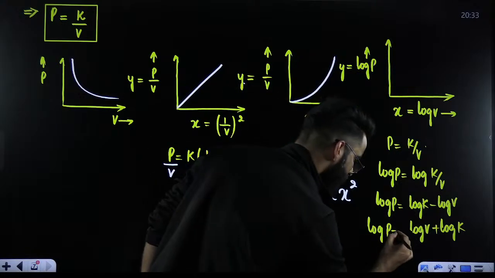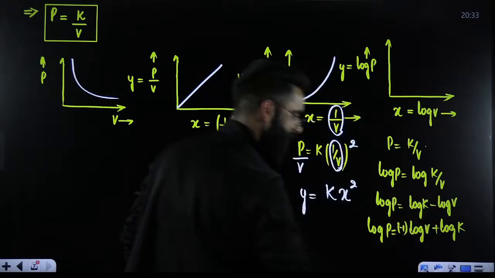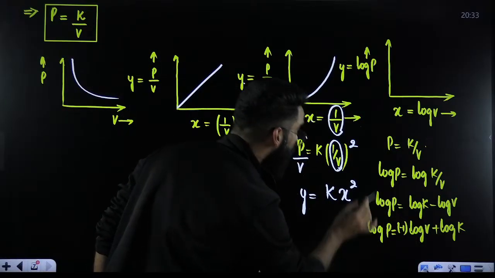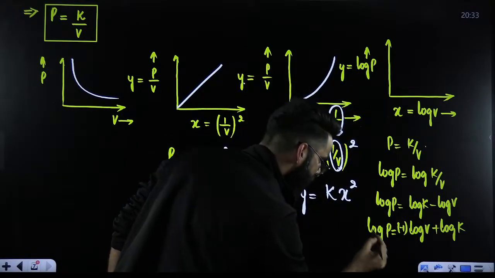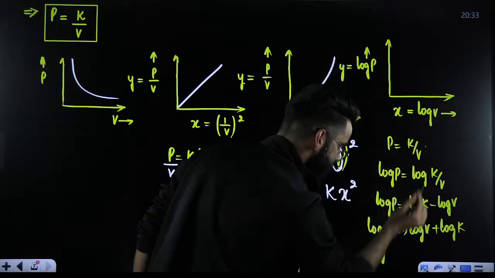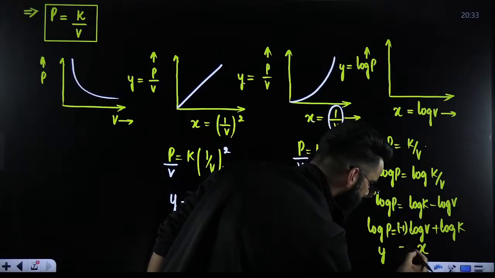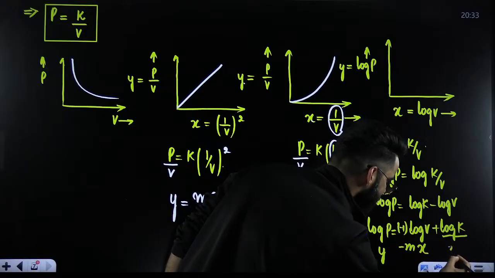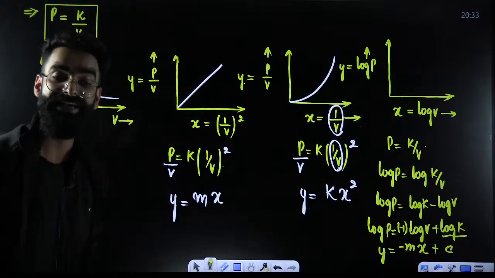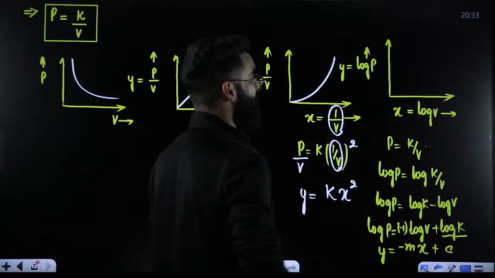So this is log P equals minus 1 multiplied by log V plus log K. Now try to understand carefully. Log of P you are plotting along the y-axis, and log of V you are plotting along the x-axis. So instead of log V, I'll write x. This is your minus m, and this term is your intercept c. The sign here is plus. So y is equal to minus mx plus c.